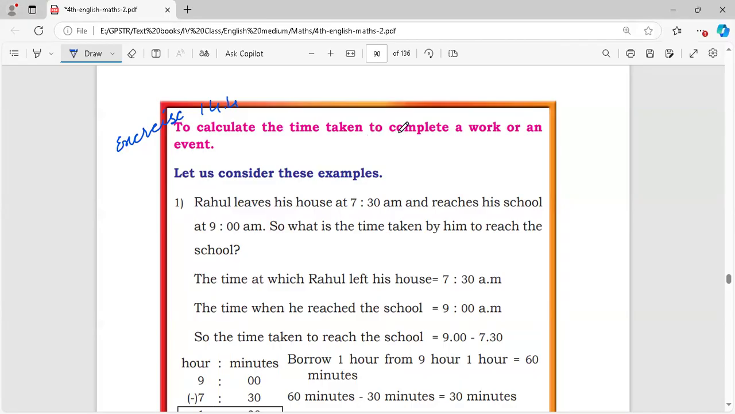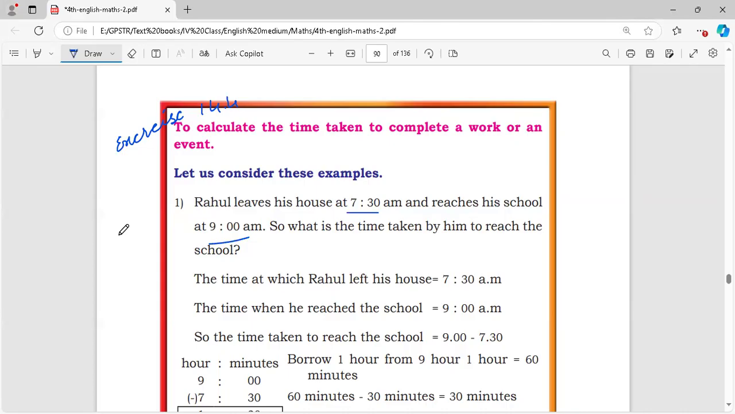To calculate the time to complete a work or an event, let us consider this example. Rahul leaves his house at 7:30 a.m. and reaches his school at 9 a.m. So, what is the time taken by him to reach the school?